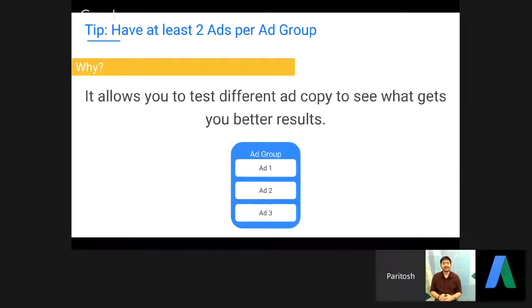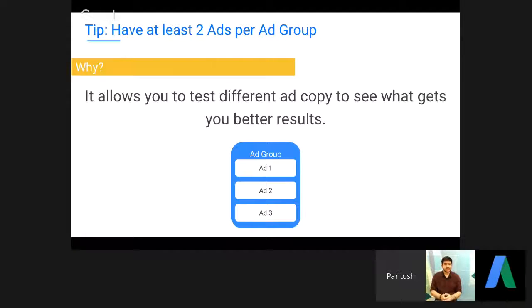Okay, next is one very important tip: have at least 2 ads per ad group. There are a couple of reasons why we recommend doing that. First and foremost, you get to be a little creative with the ads you show on Google, so you know which ad gets more clicks than the other one. Secondly, from the perspective of your consumers, you can't really judge from the beginning what will really induce people to click on the ads.